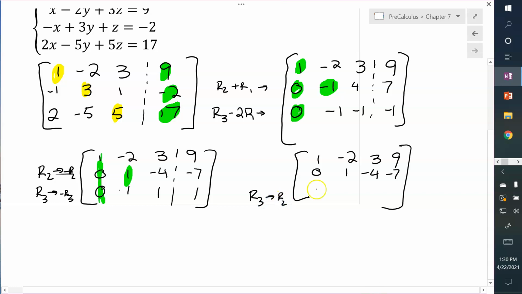So I get a 0, 0. 1 minus a -4 is 3. 1 minus a -7 is 6. Okay? So now check this out. I'm getting super close. One thing I see right away that I can do is divide row 3 by 3. And this is what I'm going to get.